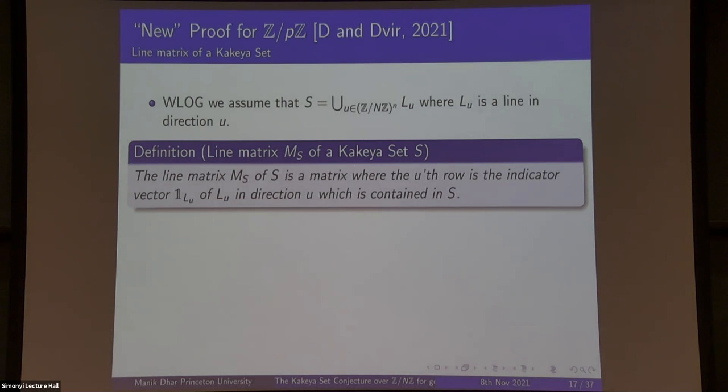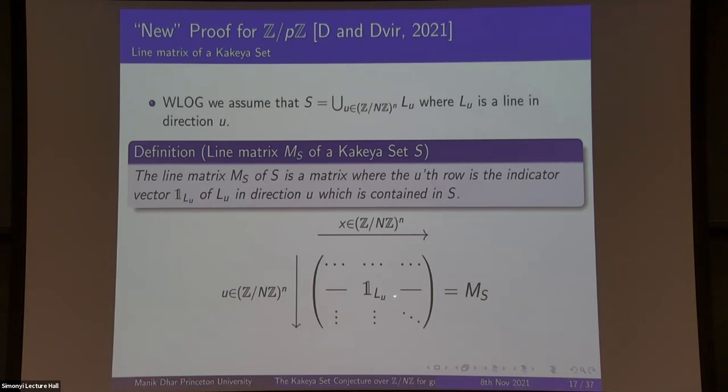The line matrix of a Kakeya set will be a matrix whose columns are labeled by points in the set and whose rows are also labeled by points in the set, but these points represent directions in my space. And the U-th row of this matrix is exactly the indicator vector of the line L_U contained in S in direction U. So this is going to be very important.